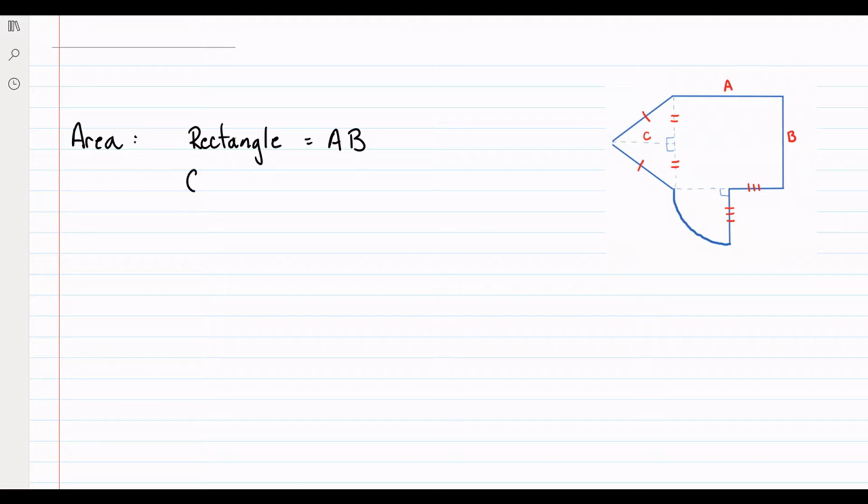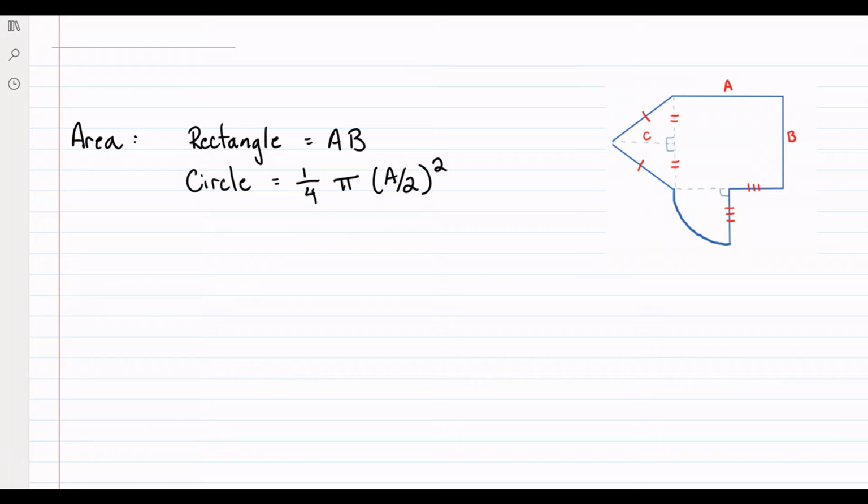The area of the circle, we know is pi r squared, but what is our radius here? The radius looks like it's this value here or this value here, which is half of the side length of this side, so it's half of A. And it's a quarter of a circle, so it's a quarter of pi r squared. So 1/4 pi, and my r is going to be A over 2, squared.